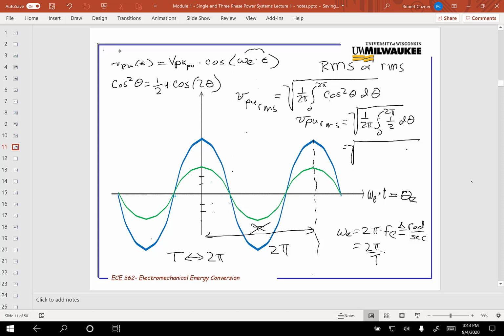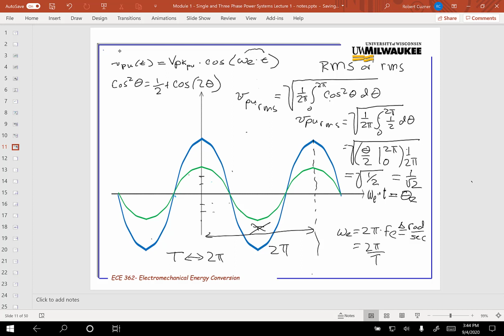So working out the integral, that's going to simply be theta over 2 evaluated, taking the difference between it at 2 pi and at 0, and then this whole thing here, of course, is multiplied times 1 over 2 pi. So, of course, what you get, and I know that this has been a little bit of a duh moment, 1 over 2, right? 1 over square root of 2.